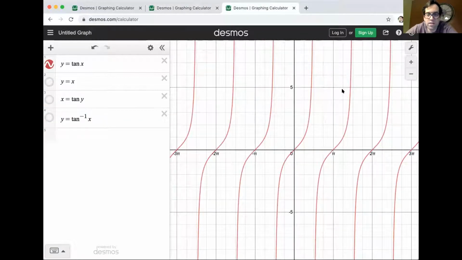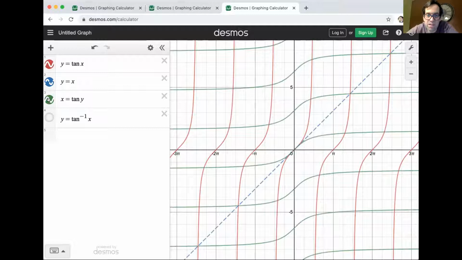All right, so here's what tangent looks like. This one's a little weird, right? Because when we reflect this, it's going to look bonkers. So let me show you y equals x. And then here is x equals tangent y. We're going to reflect over that y equals x line.